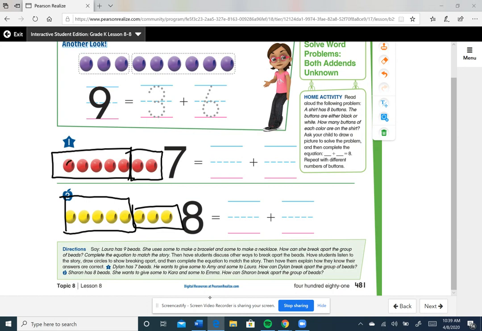So our first group, we have 1, 2, 3, 4, 5. Then we have 1, 2. And then down here we have 1, 2, 3, 4, 5. 1, 2, 3. So 7 equals 5 plus 2, and 8 equals 5 plus 3.